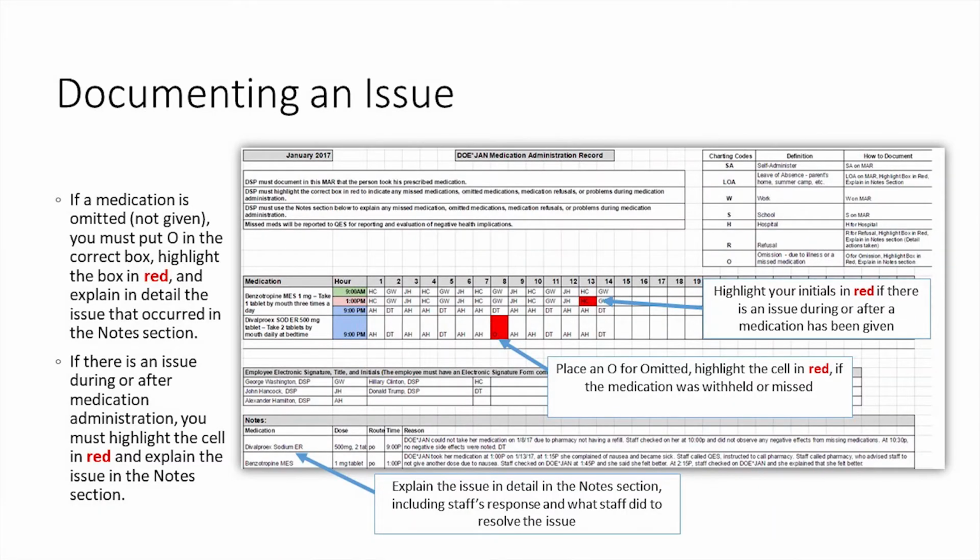Documenting an issue. If a medication is omitted or not given, you must put an O in the correct box, highlight the box in red, and explain in detail the issue that occurred in the nurse's notes section. If there is an issue during or after medication administration, you must highlight the cell in red and explain the issue in the nurse's notes section.